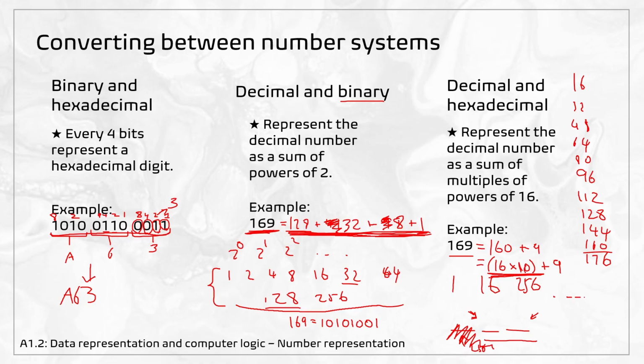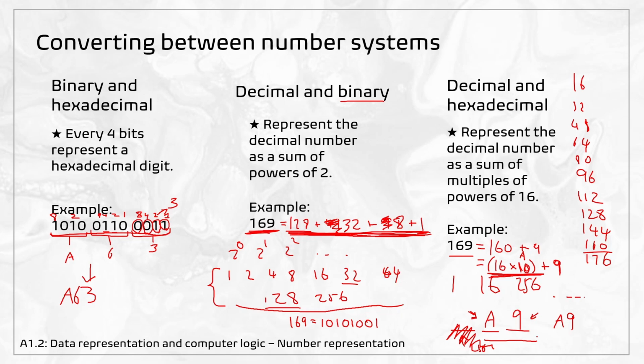So what is 10 in hexadecimal? That's just going to be A, right? That's just A in hexadecimal. So we put an A right here. And the remainder here, 9, we can just put like that. So 169 is just going to be A9 in hexadecimal.